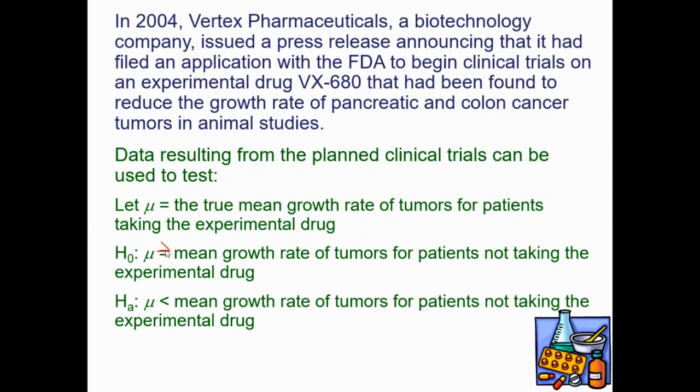The alternative is what we want. That's kind of what we're hoping to find. That's that the true mean growth rate of those taking it is less than the mean of those not taking the drug. That means if you're taking it, the tumor is not growing as fast. Or hopefully it's shrinking.